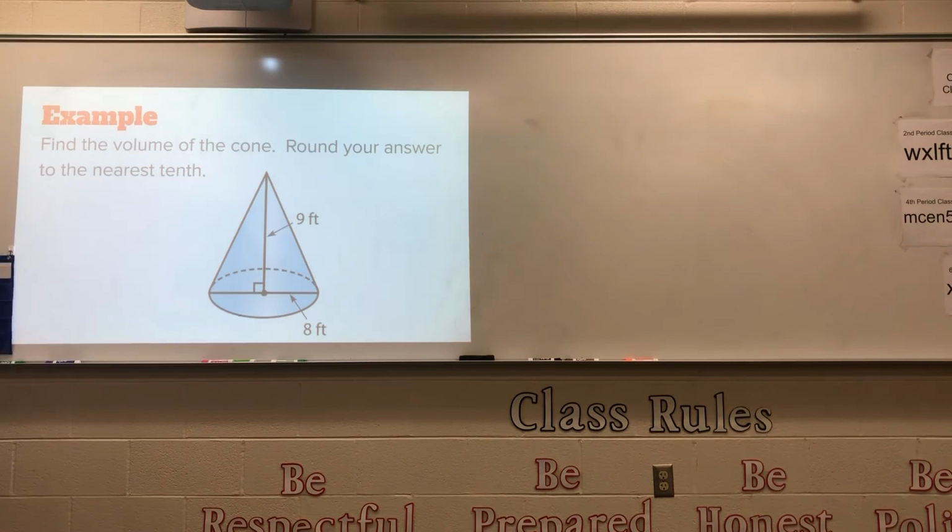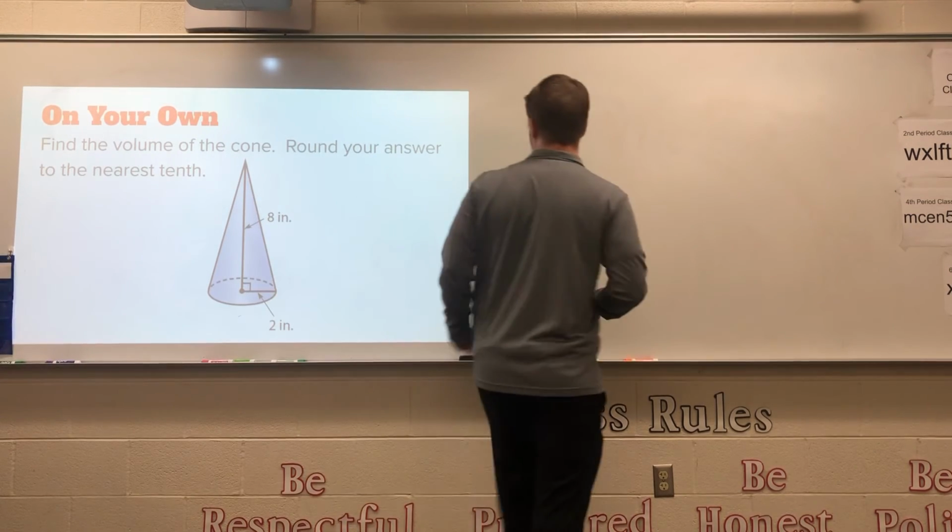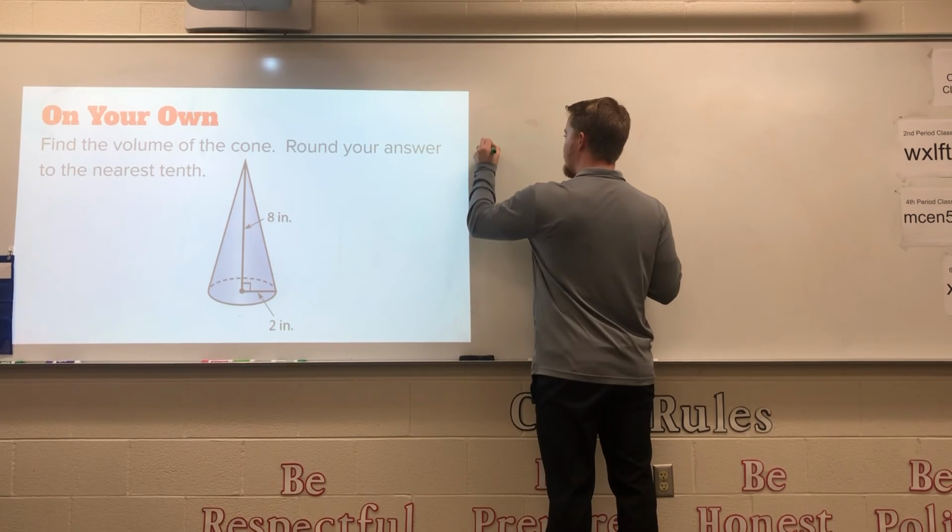All right, let's do one on your own. Find the volume of this cone and round your answer to the nearest tenth. So pause the video and try this.